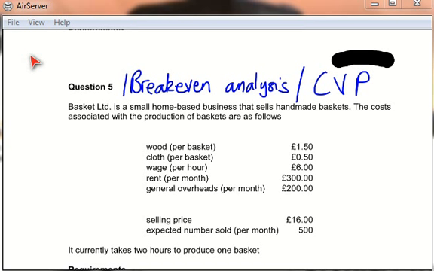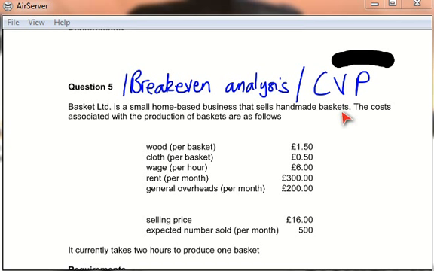All right, so this question here is question 5. It's one of the past papers of the students that I teach. We've got a company here called Basket Limited, which is a small home-based business which makes baskets. The costs associated with making one basket are as follows here. We're given, for example, wood per basket is £1.50, cloth per basket is 50 pence, wages per hour.